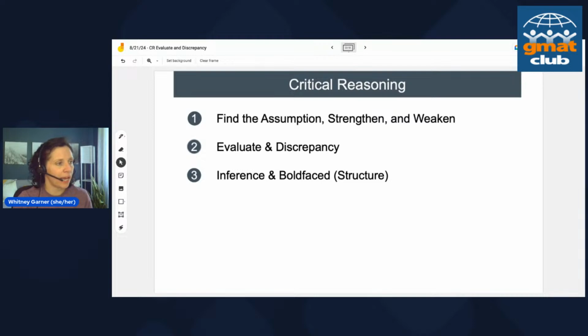Our session today is the lesson on evaluate questions. So a bit of an extension on the assumption, strengthen, and weaken that we did last time. And then we're going to introduce a new question type called discrepancy. Along with that, we'll talk about a question type known as fill in the blank. And you'll find out that by the end of today, you've actually already learned fill in the blank questions. They just look different. And then next time with my colleague, you'll be working on critical reasoning inference and then the bold-faced or structure-based problems. I'm excited to get us going.